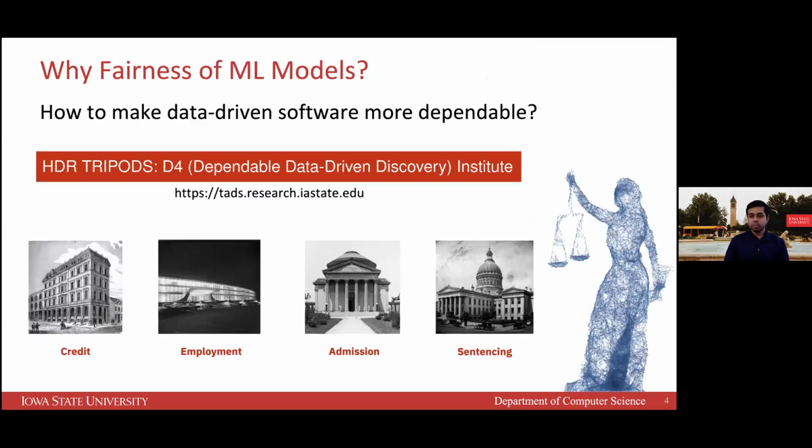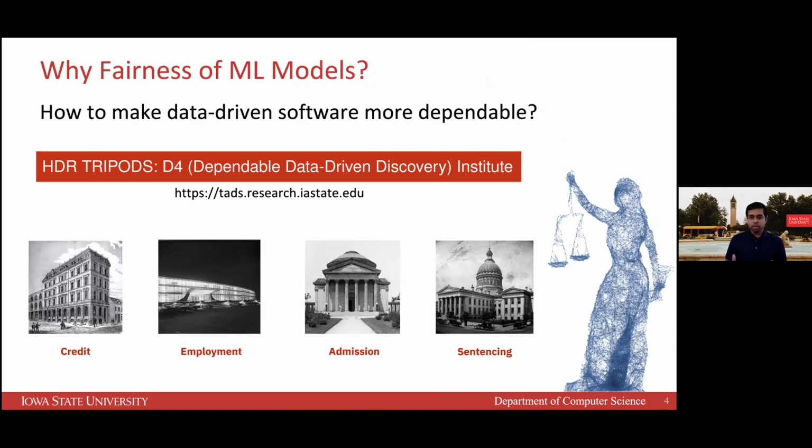That's the ideal and the initial idea of fairness. And at present, a lot of data-driven software is being developed, and many of these software affect human lives directly. We use data-driven software in credit approval, employment decisions, admission decisions, even in the jurisdiction of courts.